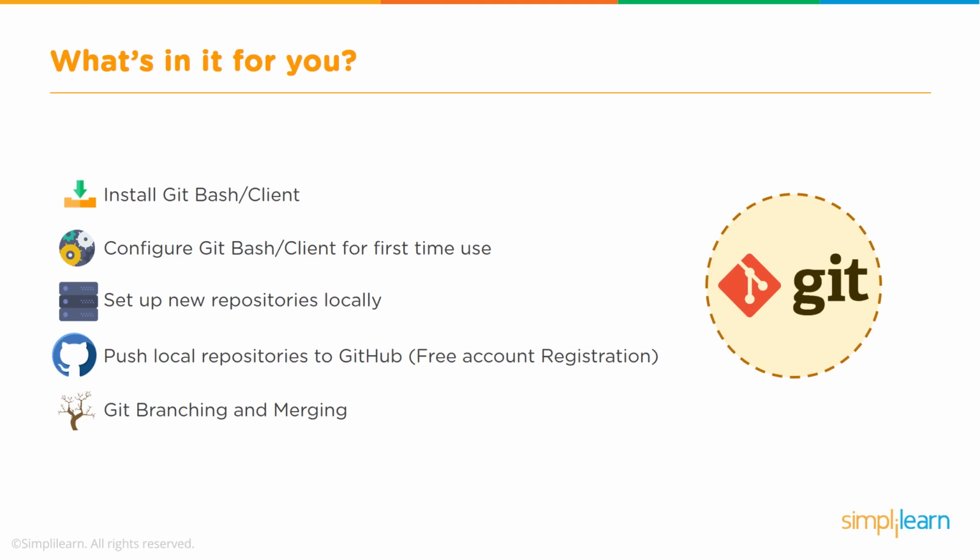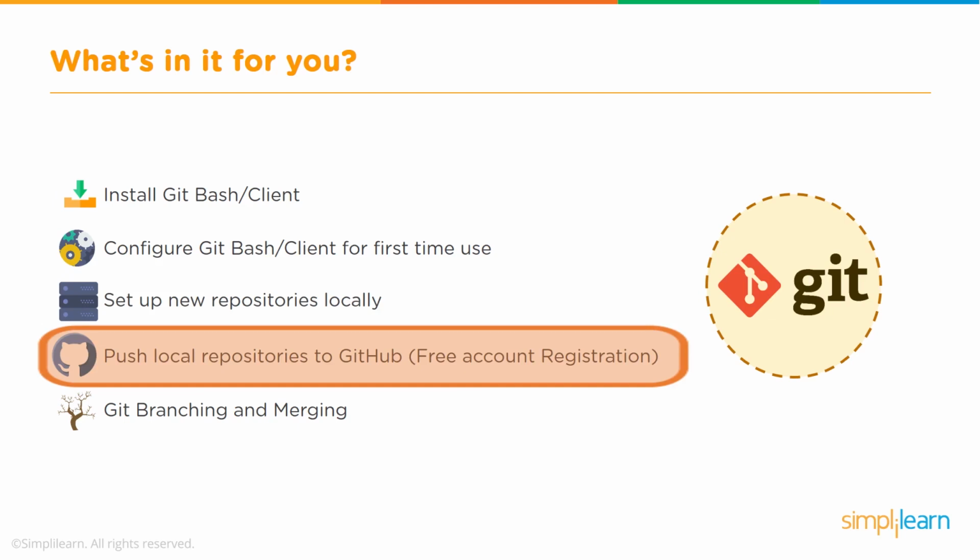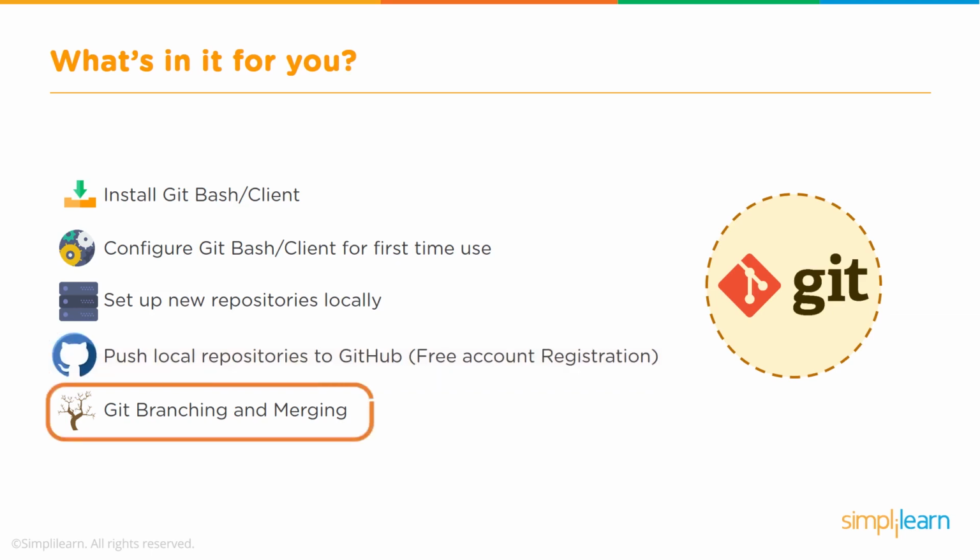I begin by installing Git Bash or the Git client and configuring it for first-time usage. Once I'm done with configuring the Git client, I'm going to spin up a few repositories locally and work on these repositories using Git commands. Once I'm happy with my local changes, I'm going to commit a few of them and then push these changes to a Git server of my choice. For today's demonstration, I plan to use github.com, which is a cloud-hosted free service, and it provides free account registrations for anyone. Eventually, I will cover a few topics regarding Git branching and merging, because these two, in my opinion, are the killer features of the Git distributed version control tool.